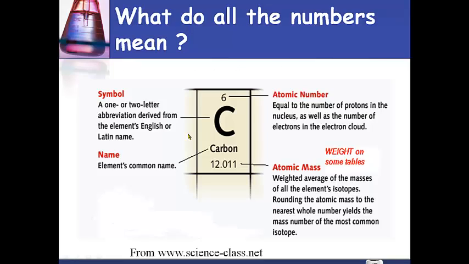And then you know how many protons and electrons it has, and you know how many neutrons it has because you can subtract the atomic number from the atomic mass, and that gives you the neutrons. So based on that information alone, you can draw almost any atom on the periodic table.